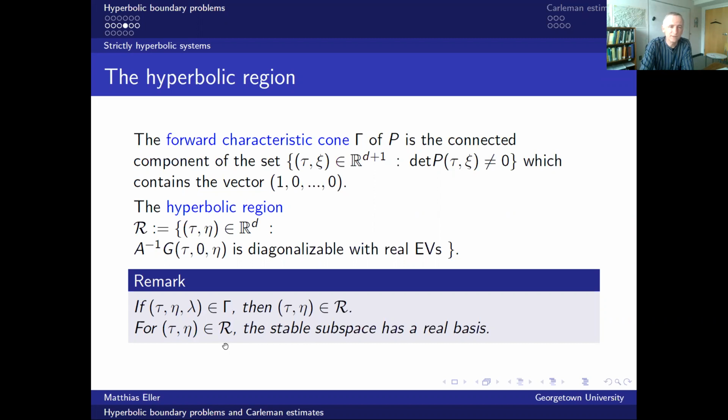And it is known that in this region here, the stable subspace, which is the subspace we used for the definition of the Lopatinskii condition and the Kreiss condition, has a real basis. Well, this is just to put a little something down.